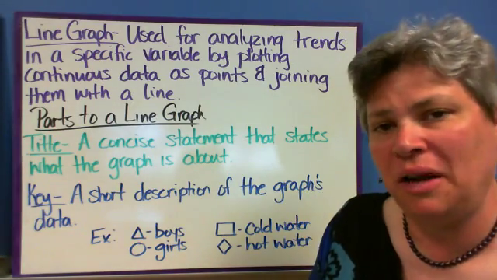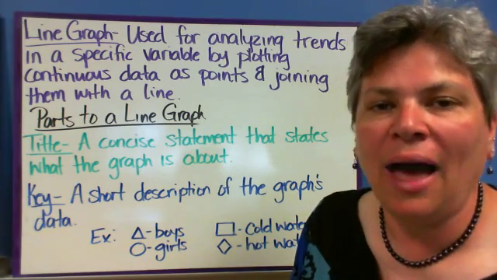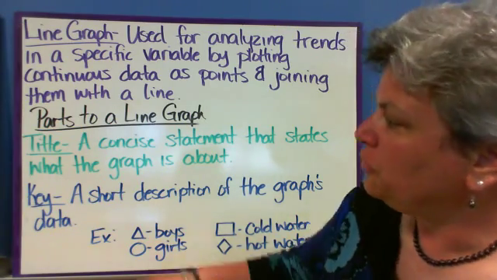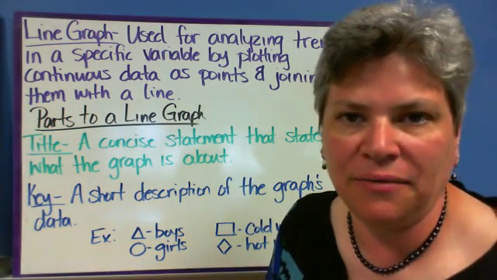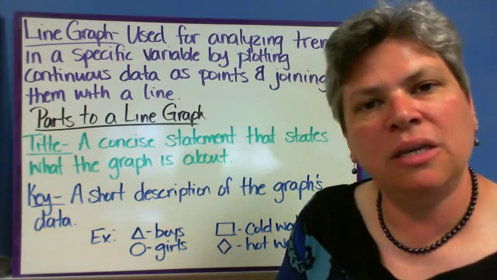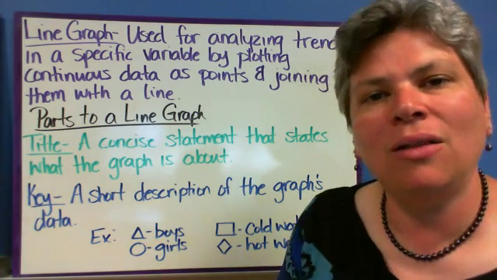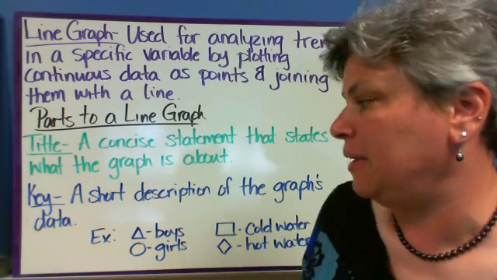What are the parts to the line graph? What are the things that every time you do a line graph, you have to remember to have? The first one is the title, a concise statement to tell us what the graph is about. It doesn't need to be long, it can be short, but it needs to be as specific as possible and tell us what this graph is about.